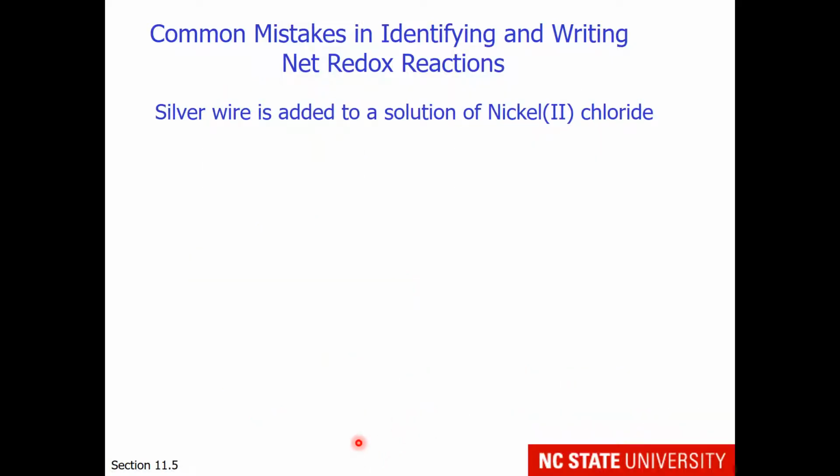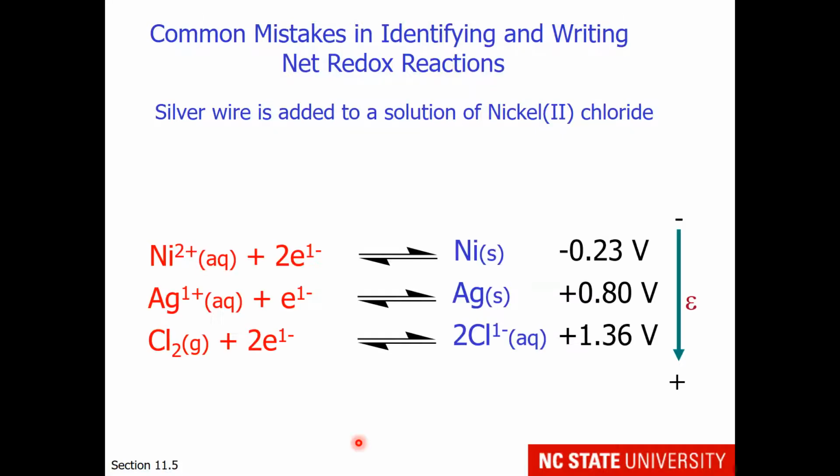Let's do a little practice here. Silver wire is added to a solution of nickel 2 chloride. Here are the reduction potentials listed with negative on top and more positive on the bottom. Silver wire.